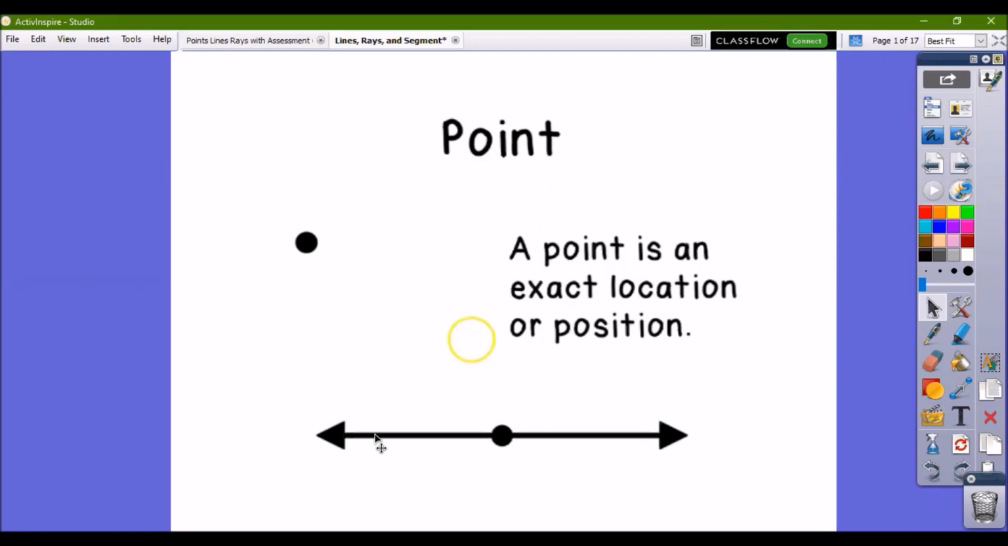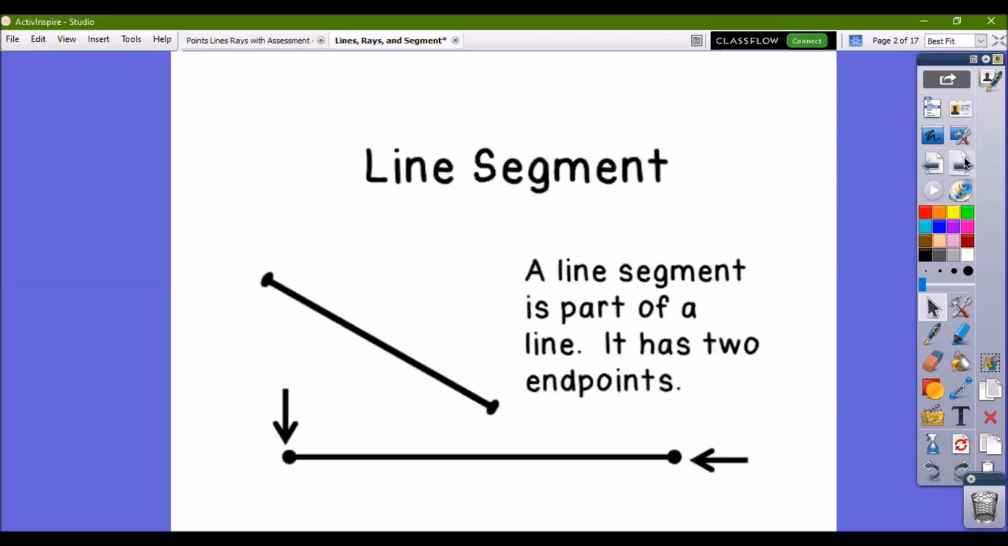So if we look at this line down here, we can remember that a line is made up of lots of little teeny tiny points. Next, we have a line segment. A line segment is part of a line and it has two endpoints. One endpoint on one side, one endpoint on the other. It doesn't have to lie horizontally, it can be diagonally or other directions as well.